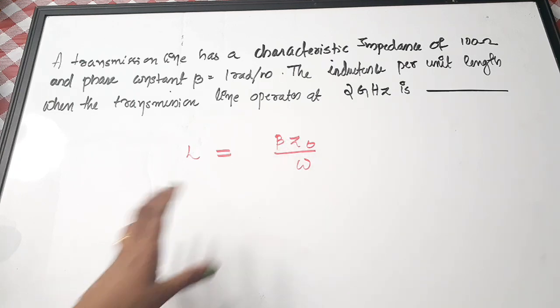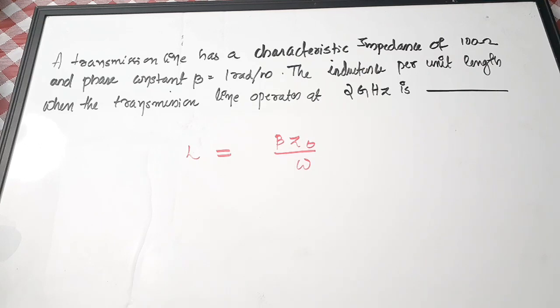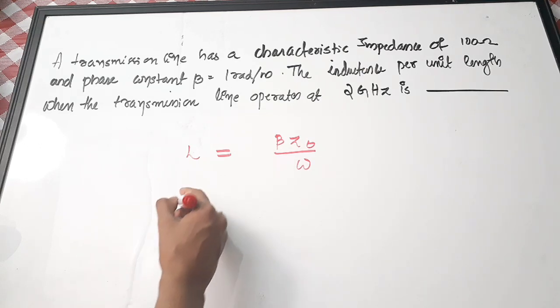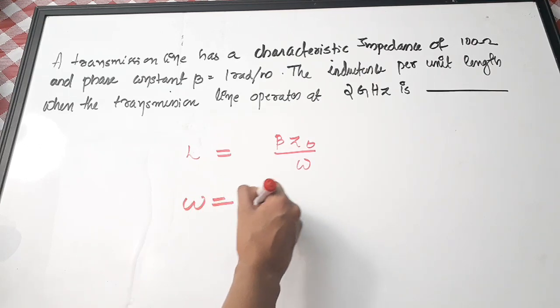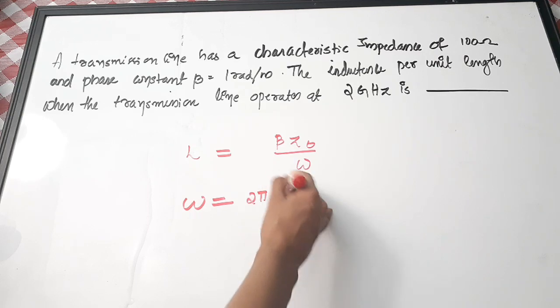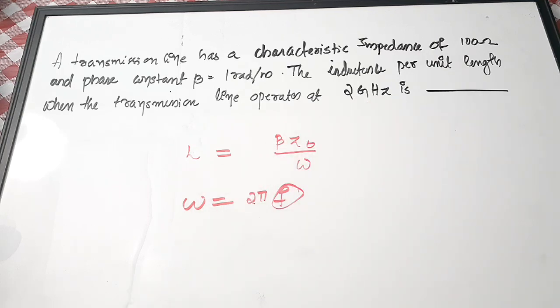It is also directly given in the question. Omega is not given, because omega is an angular frequency. Omega we can write as 2 pi f, where f is given in the question. Now all the quantities required for calculating the L are given in the question. Just have to directly substitute and find the value for inductance per unit length.